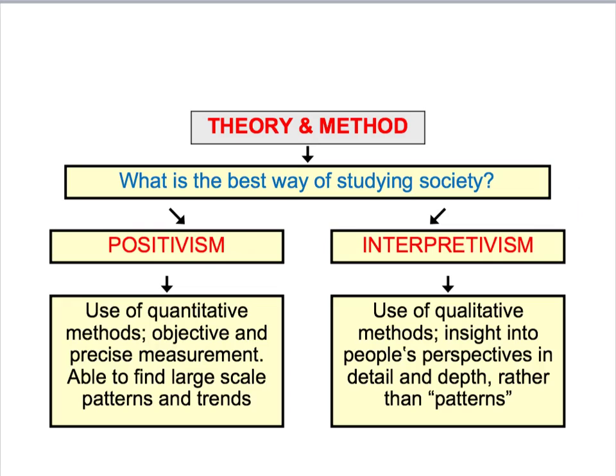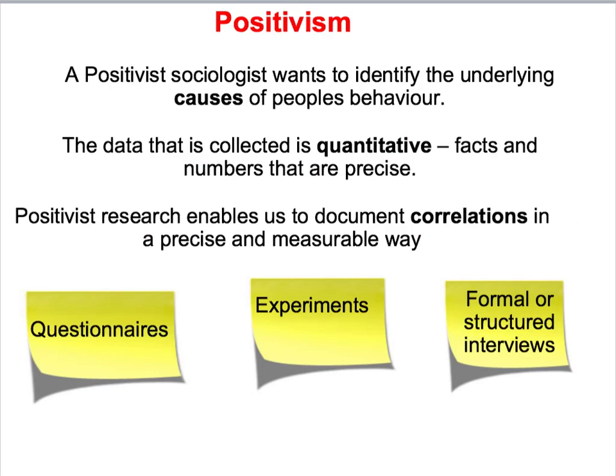However, there's also an alternative approach to doing social research that rejects the idea of sociology as a science of society. This alternative approach is known as interpretivism or anti-positivism. So positivism is the idea that sociology should study human behaviour in fundamentally the same ways as natural scientists study the natural world. Whereas natural scientists try to uncover the underlying causes of natural phenomena, the job of the positivist sociologist is to identify the underlying causes of social behaviour.